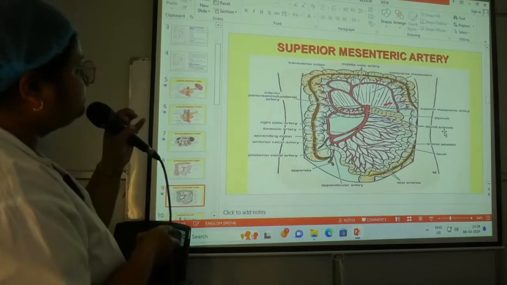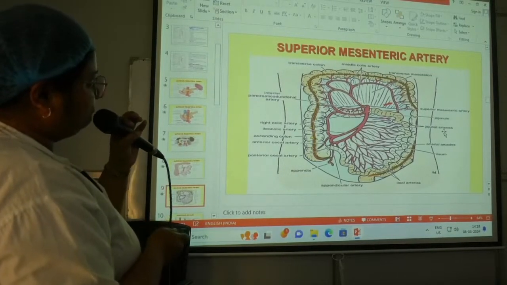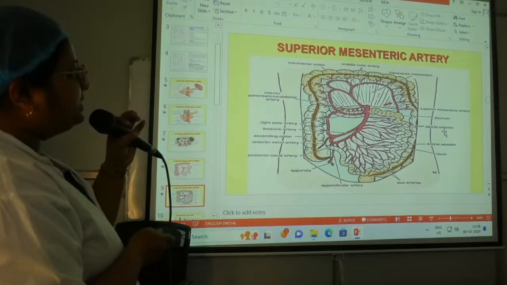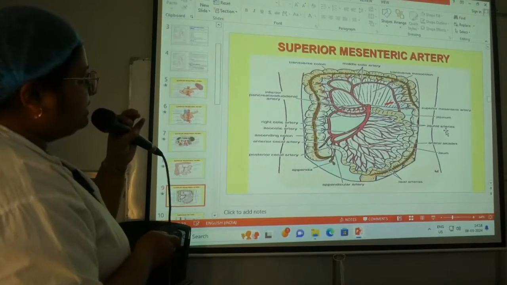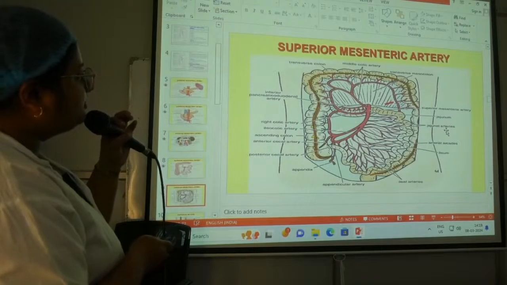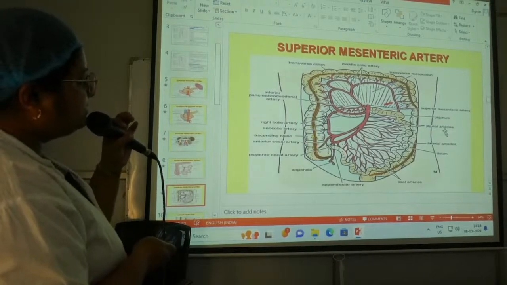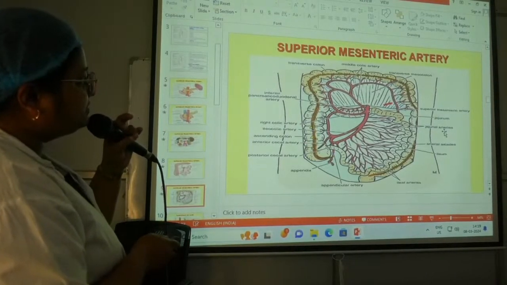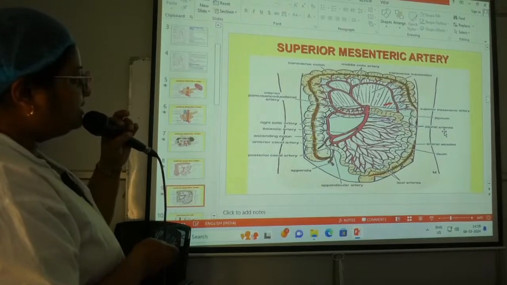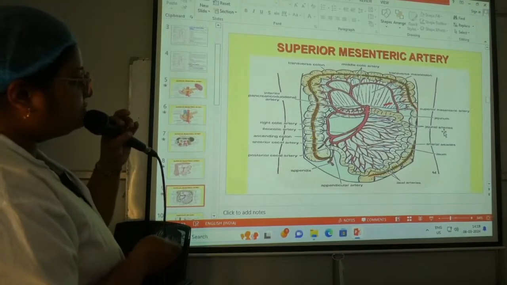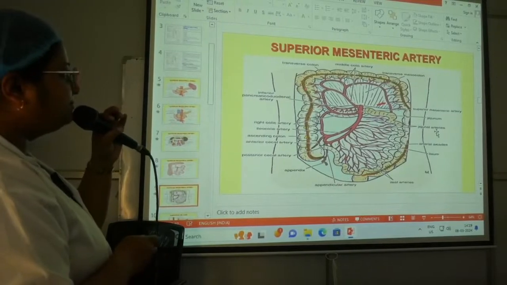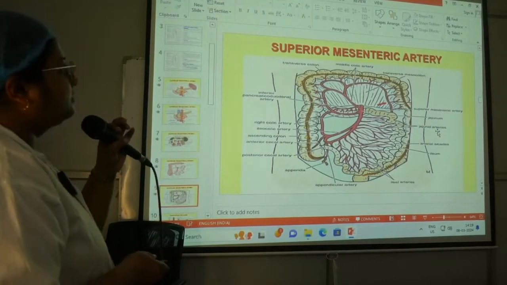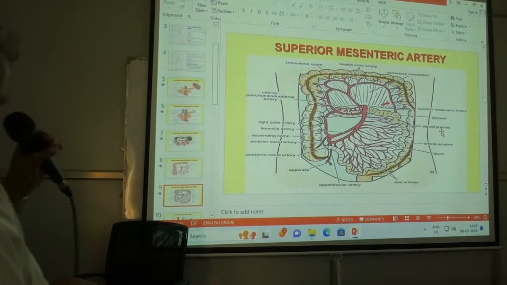See here. This is the superior mesenteric artery. Here is the middle colic. Here is the right colic. Here is the ileocolic. From the ileocolic come the cecal branches and appendicular branches. These are the jejunal and ileal branches entering into the mesentery and supplying the jejunum and ileum. Okay, next.